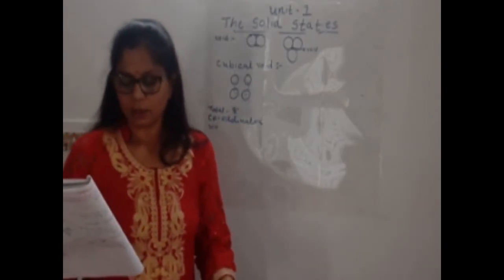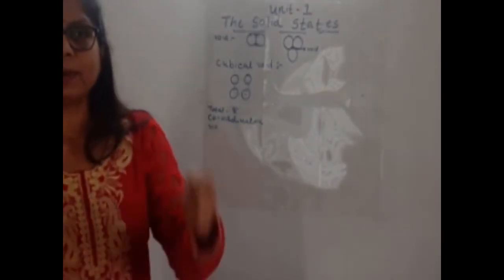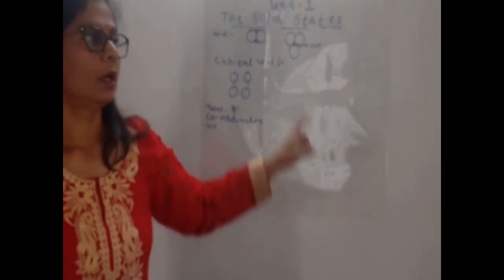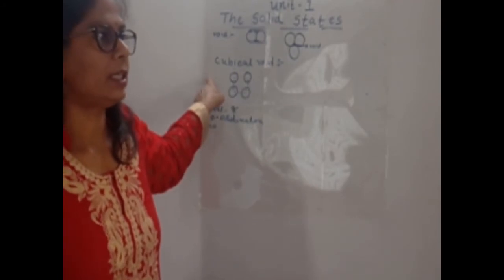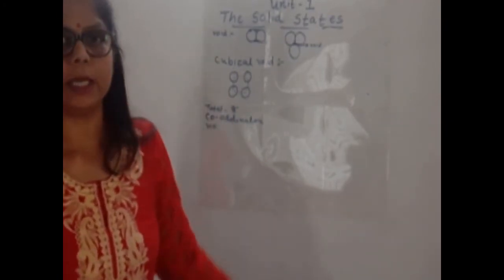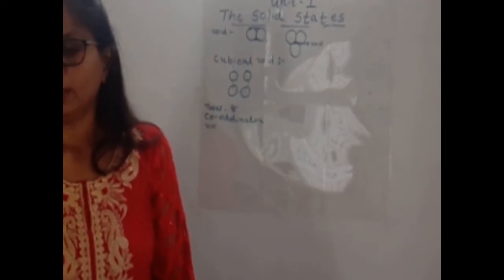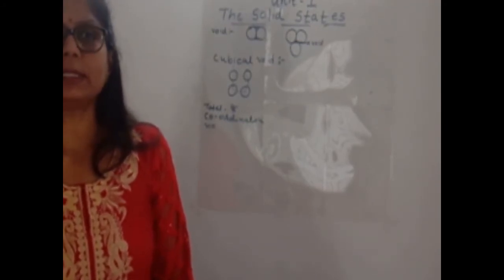After that, in which structure is it present, that you write down. Generally, it is present in BCC. Cubical void is present in BCC.